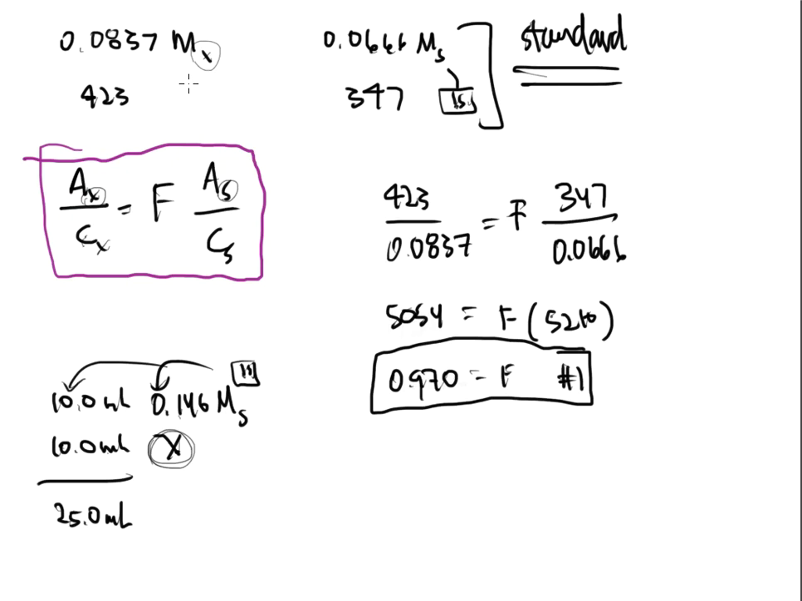Okay, so we need to figure out what the actual concentration of the internal standard was. It's not just 0.146, right? We took 10 mils of that and we diluted it to 25. So we've got to figure out what the actual concentration for the internal standard is before we do anything else. So C1V1 equals C2V2. I know that the initial concentration was 0.146, and I took 10 mils of that stuff, and I want to know what that concentration is of the internal standard after I diluted it to 25 in total. That's what the problem told me to do, and that's how it said that that sample was prepared. So it's just a simple dilution problem. That's all that it is.